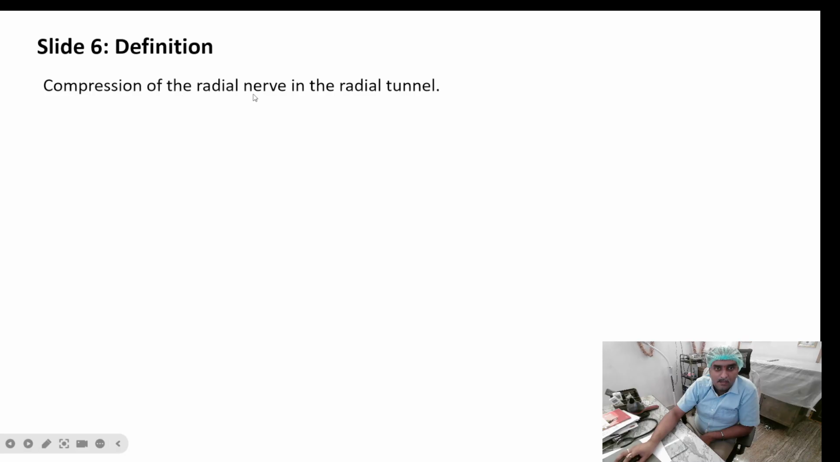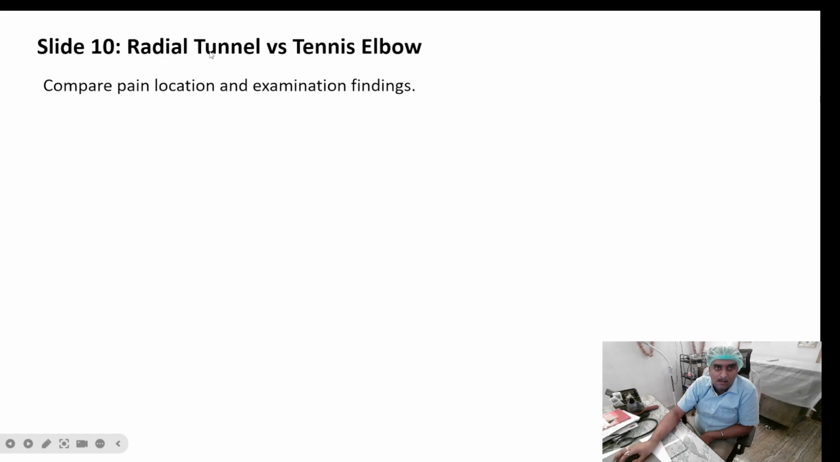Definition: compression of the radial nerve in the radial tunnel. Causes include repetitive pronation, supination, gripping, sports, manual work. Risk factors include overuse, vibrating tools, repetitive work, poor ergonomics. Symptoms include deep aching forearm pain, tenderness, weakness. Radial tunnel versus tennis elbow: please go through my tennis elbow video so that you can understand in detail. Compare pain location and examination findings.